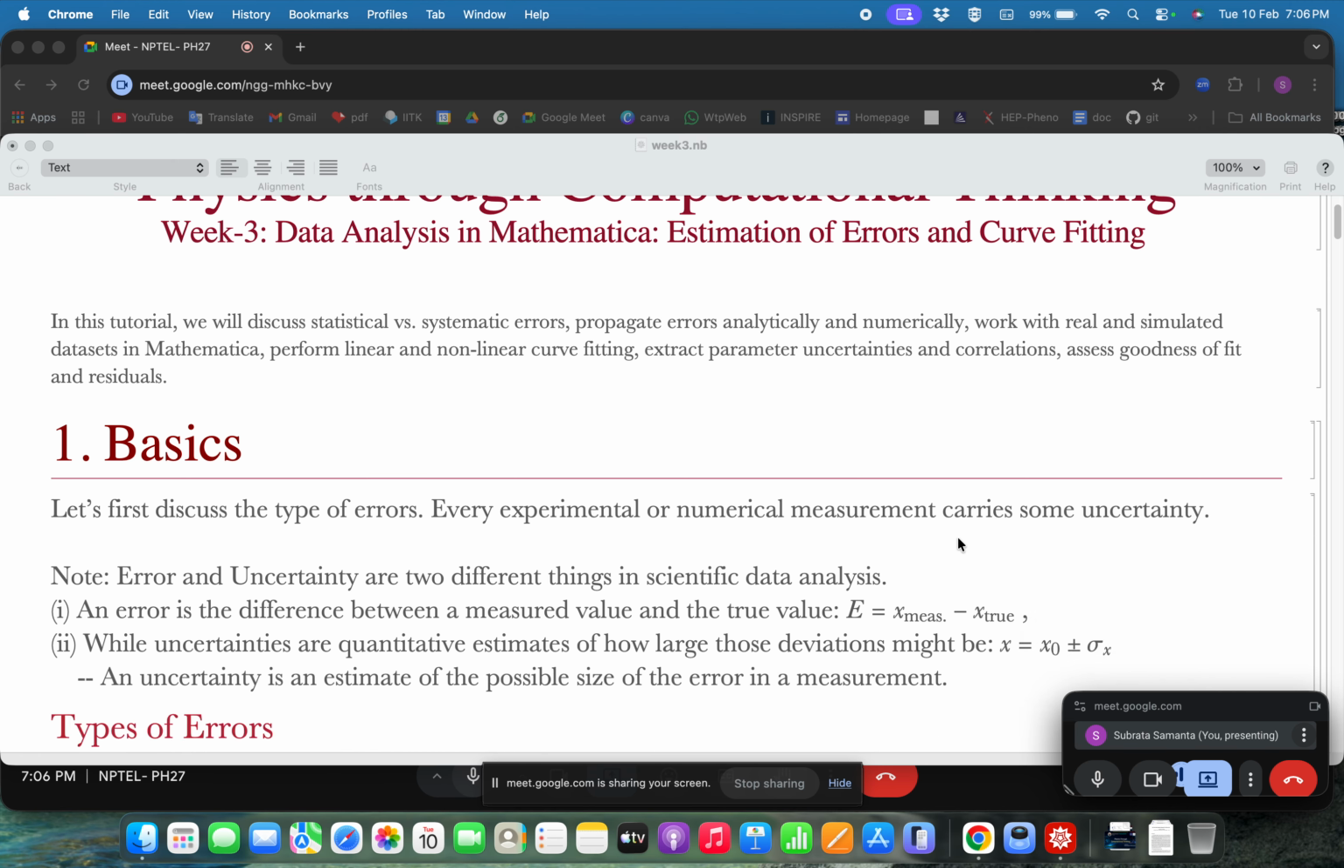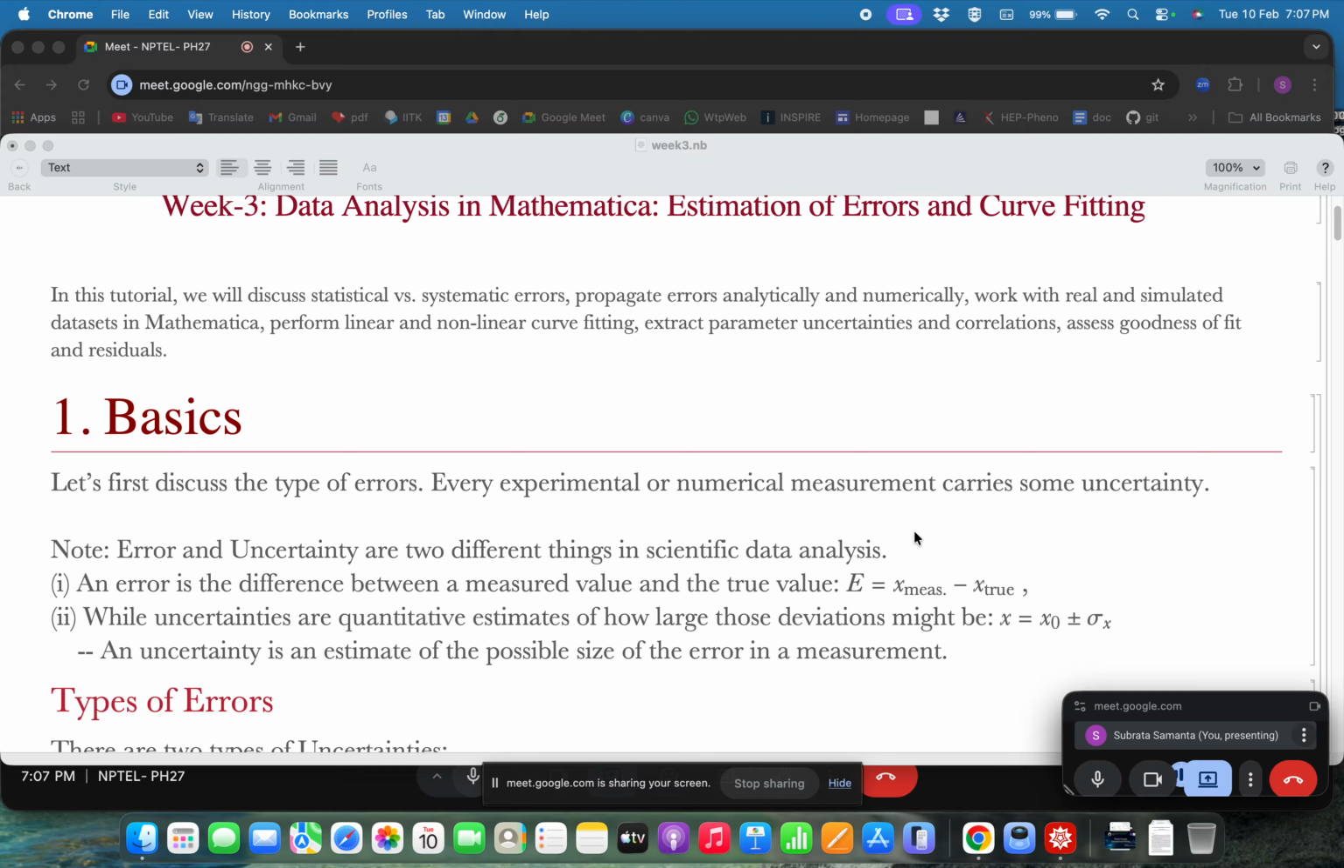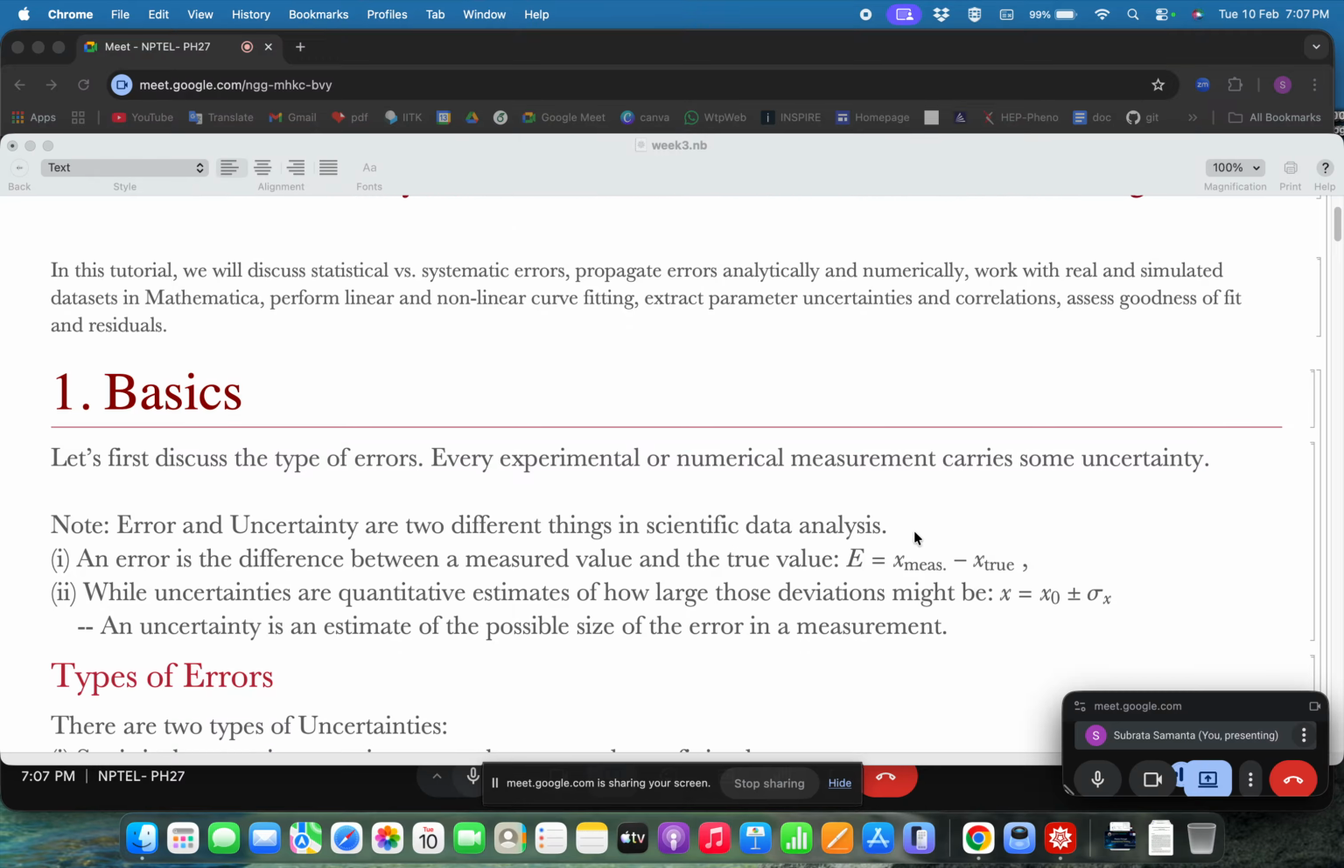Okay. So every experimental or numerical measurement carries some uncertainty, right? So keep in mind that the error and uncertainties are two different things in scientific data analysis, right? So usually when we are talking about the error in the experiments, we are always talking about uncertainties. Okay. So what is the difference between these two? So an error is the difference between a measured value and the true value. So we can define it in this way.